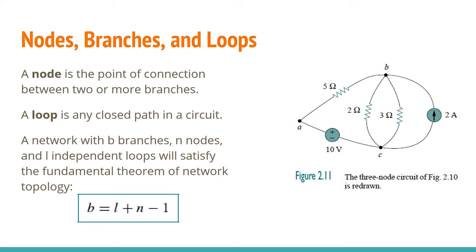Kung i-count po nato ang elements diri: voltage source, 5 ohms, 2 ohms, 3 ohms, and current source. So, that is 5 branches.